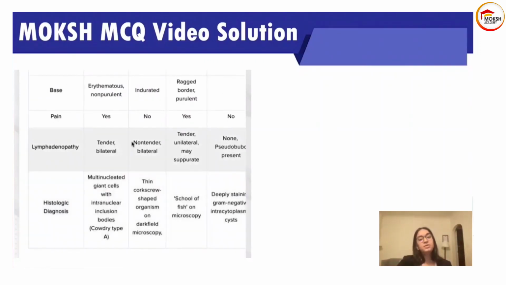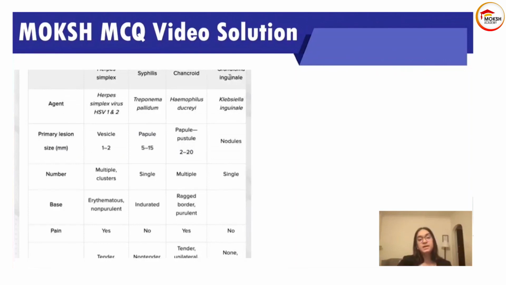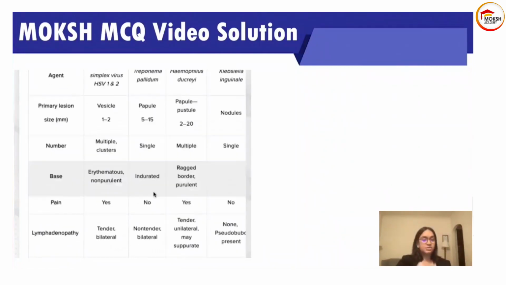So just remember the two tender ones, and then everything else is non-tender. Herpes and chancroid are painful. Everything else is non-painful, and then the other characteristic findings. And you should be fine with these questions.